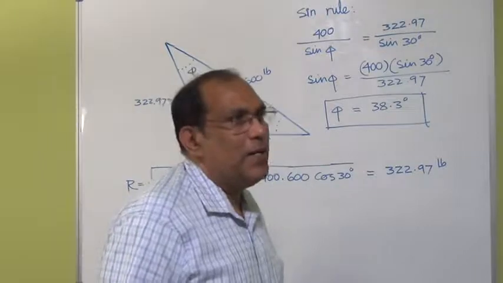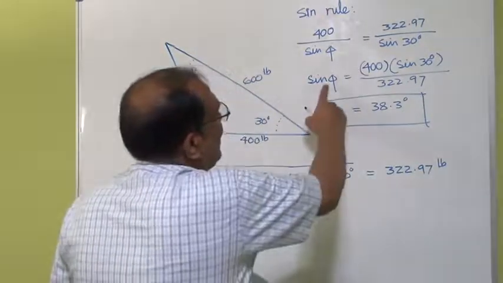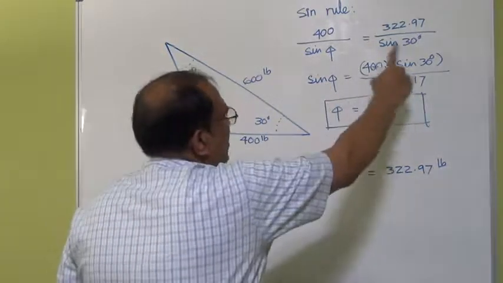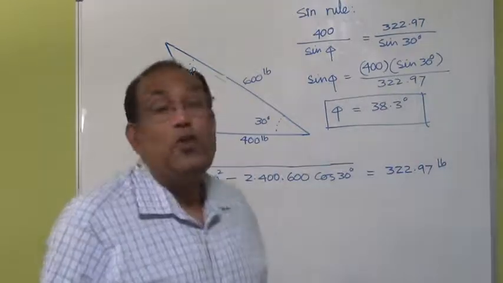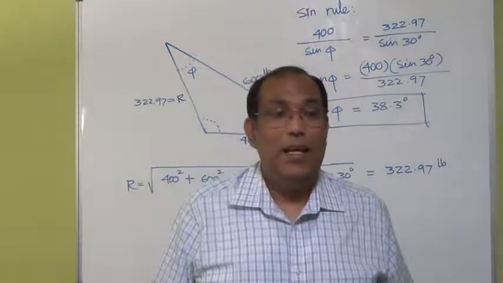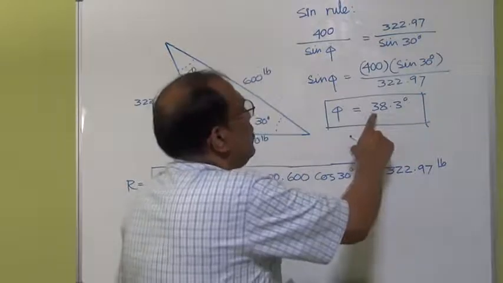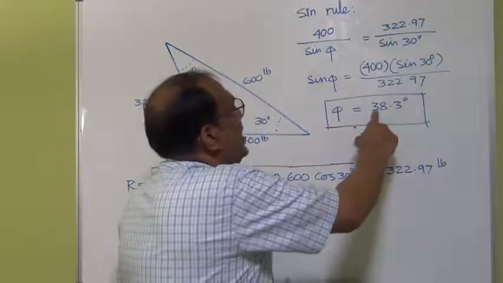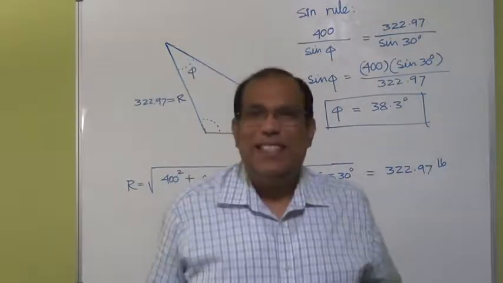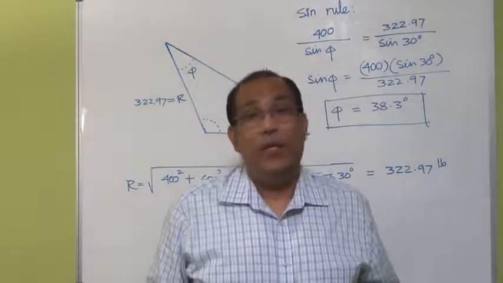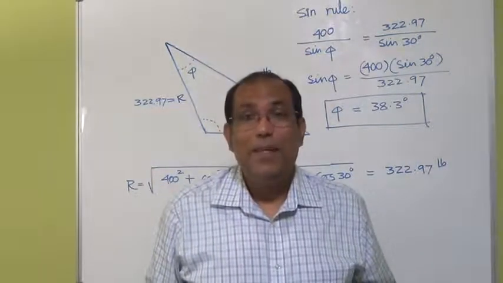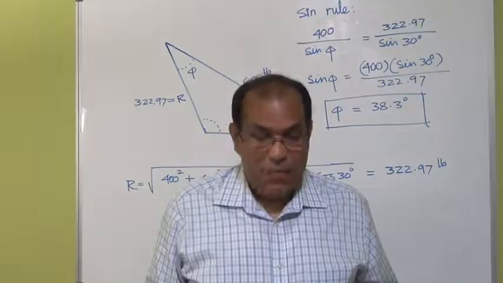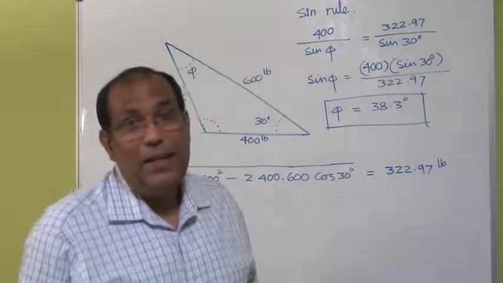One of the important things is, when you take phi equal to sine inverse of this one, then you can get two angles there. One is this, and the other one would be 180 minus 38.3, but since this one is higher than 90, we are not going to consider that one, okay? So that's basically the answer here.